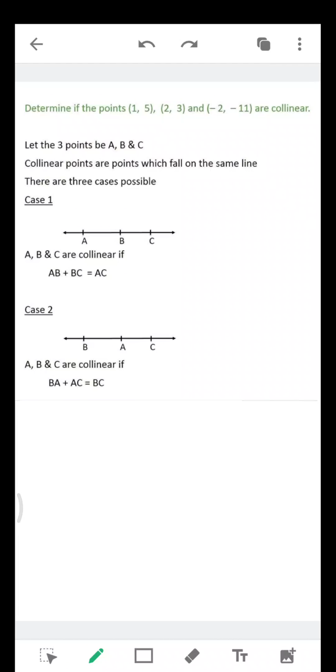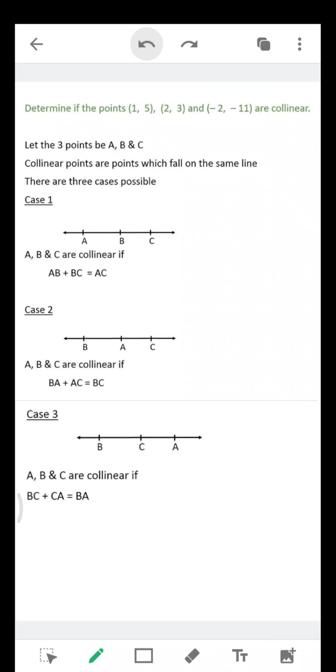So we have to check on the graph whether they lie on a line or not. So BAC, if I write in this way, is BA plus AC equal to BC or not? So we are going to check which condition these points satisfy, the first one or the second one. Is there any other possible way of arranging these points other than first and second?